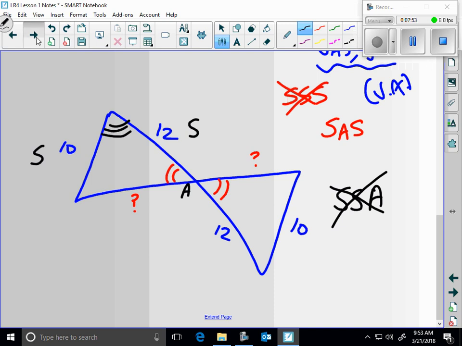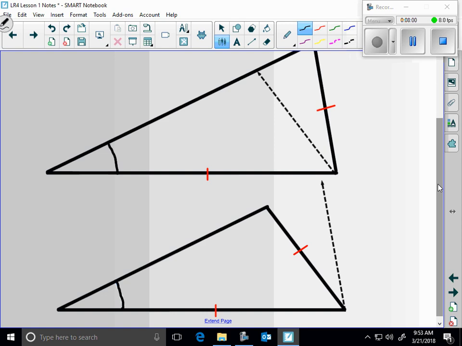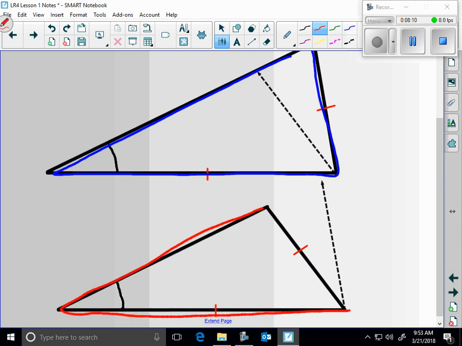Okay, so that brings me to this. Here is the case that doesn't work. Side-side-angle doesn't work. Here's an example of that. Notice that I've kept those two sides the same in the blue triangle up here and the red triangle below. So the angle and the two sides haven't changed, but the triangle has changed entirely. So side-side-angle doesn't always work. It's called the ambiguous case. If you make it to pre-calc and calc, you'll see that on a number of occasions. Okay, cool. Let's keep moving.